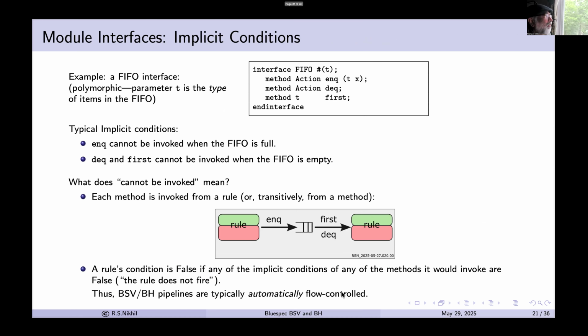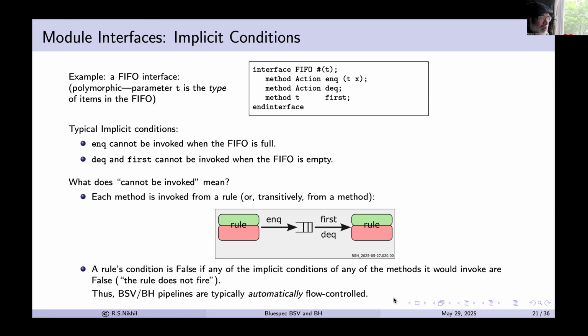And typically the net result you'll see is that BSV programs look a lot like this. They're almost like data flow graphs where rules are consuming things from registers and FIFOs and producing things into registers and FIFOs and RAMs and things like that. And because of these implicit conditions, we rarely think about explicit flow control, except at higher levels of abstraction, right?